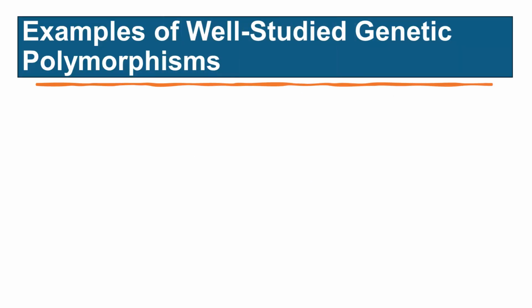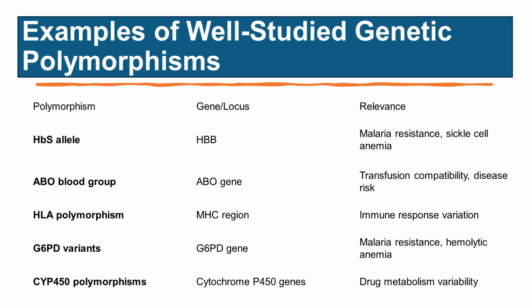Examples of well-studied genetic polymorphisms. HbS allele, HBB gene: malaria resistance, sickle cell anemia. ABO blood group, ABO gene: transfusion compatibility, disease risk. HLA polymorphism, MHC region: immune response variation. G6PD variants, G6PD gene: malaria resistance, hemolytic anemia. CYP450 polymorphism, cytochrome P450 genes: drug metabolism variability.